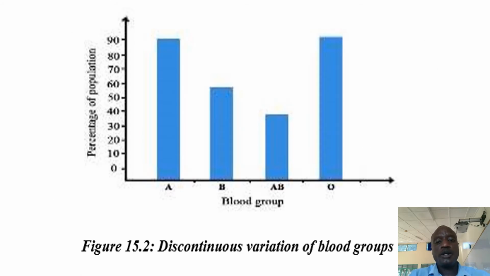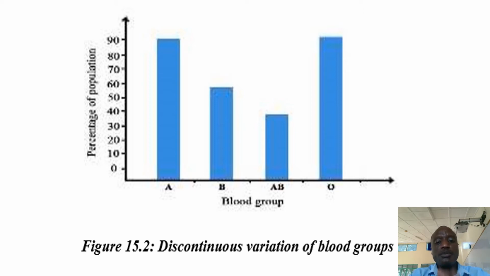So when you look at this graph, you will find that there is a big difference between continuous variation and discontinuous variation. On the y-axis, that's where we have the percentage of population. Then on the x-axis we have the ABO blood group system. We have individuals with blood group A, basically almost 90 people in the whole population.